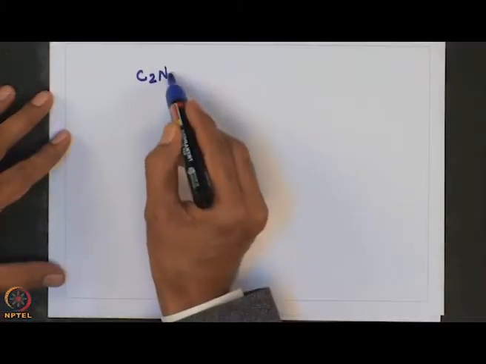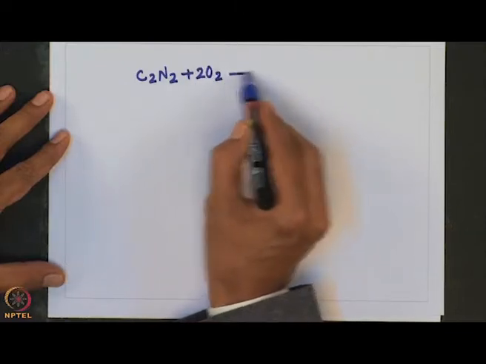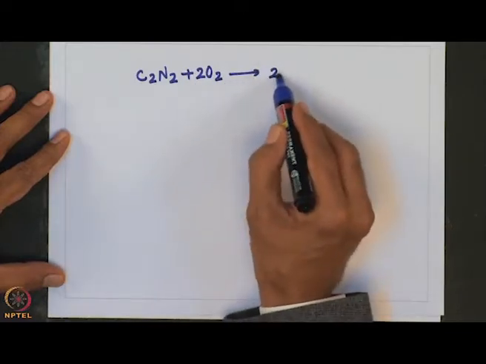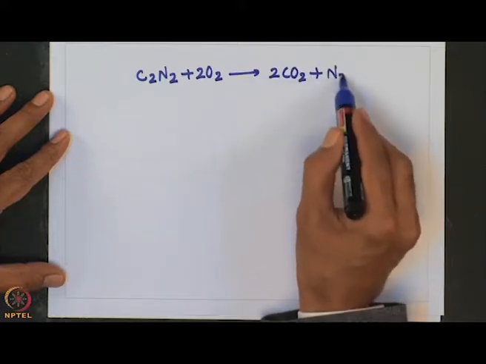Cyanogen burns in air with a very hot and violent flame, that is because of the formation of carbon dioxide and N2.